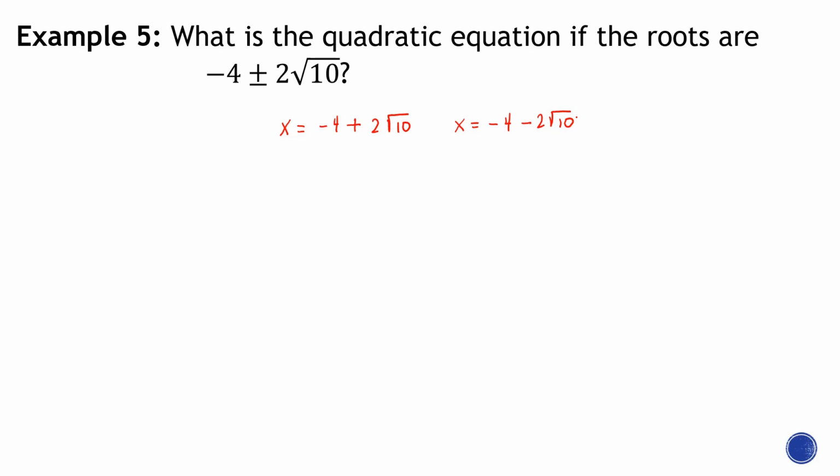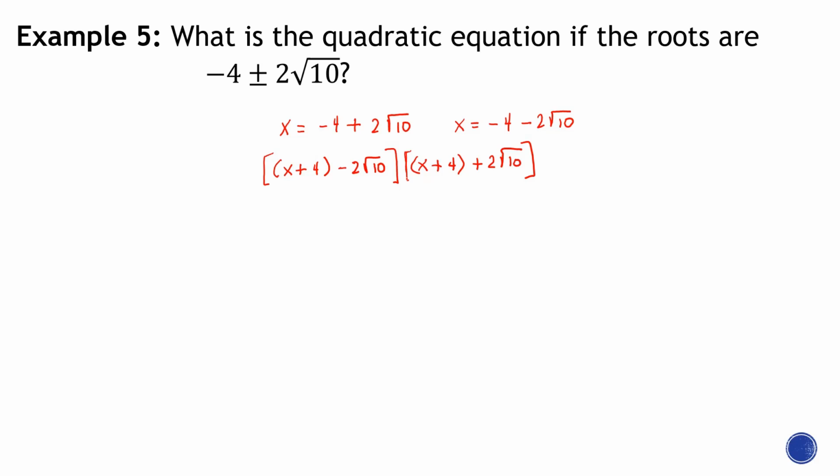Convert this into binomial. So this will be x, opposite of negative 4 is positive 4. And then I'm going to close that into a parenthesis, the x plus 4. Now this will be outside. Opposite of positive, it will be negative 2 square root of 10. And I'm going to use brackets here. Okay. So here, this will be x plus 4. And then I will enclose that into a parenthesis. Opposite of negative 2 will be positive 2 square root of 10.